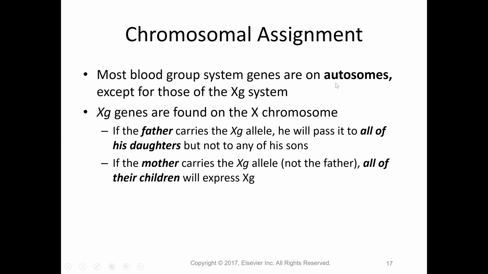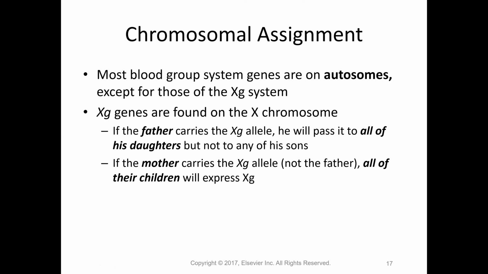So most blood group system genes are on autosomes, except those of the XG system. Those genes are found on the X chromosome. So if the father carries the XG allele, he will pass it to all of his daughters, but not to any of his sons. Why is that? If the father carries it on the X chromosome, he will pass it to all of his daughters, but not any of his sons.